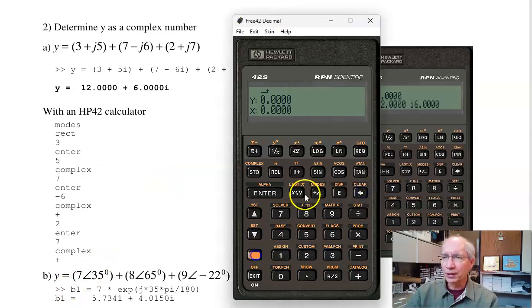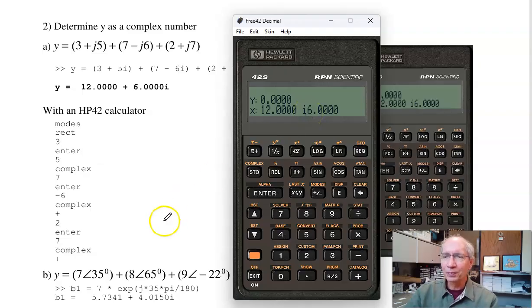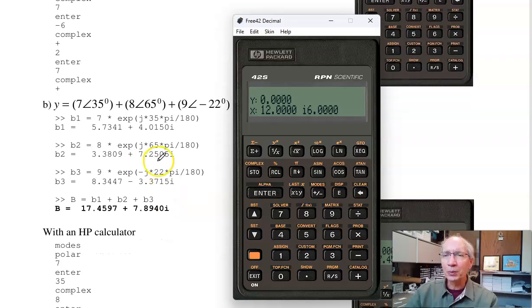Kind of an overkill. Go to rectangular mode, 3, enter, 5, complex. Next number, 7, enter, negative 6, complex. Those add. 2, enter, 7, complex. HPs use the stack. When I add the stack, the answer is 12 plus j6. Again, not that impressive. Where HPs are really nice is in polar mode.